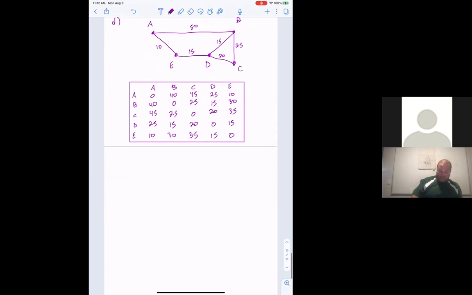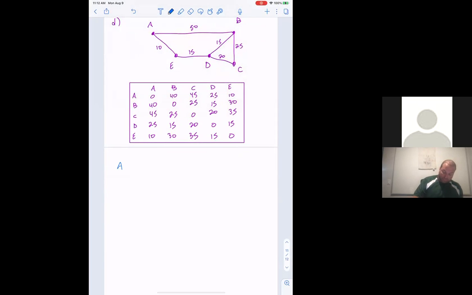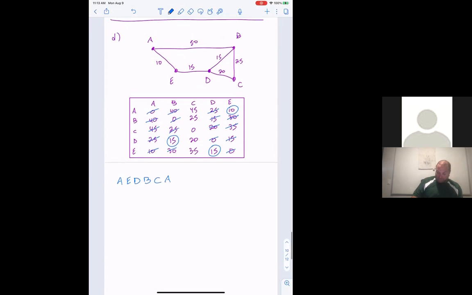Okay, so now, starting at A, if we cross out A's, we see A goes to E, and then E goes to D, and then D goes to B, and then B goes to C, which has to then return to A.